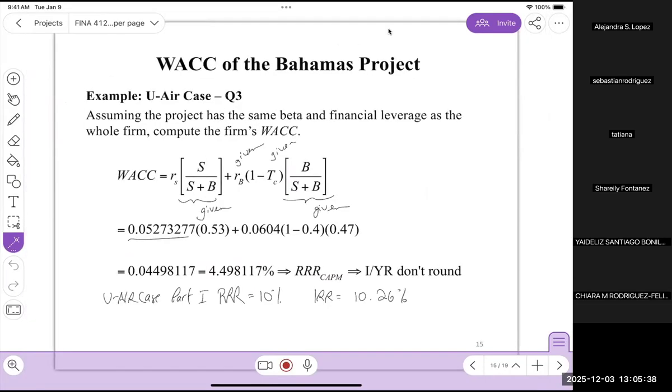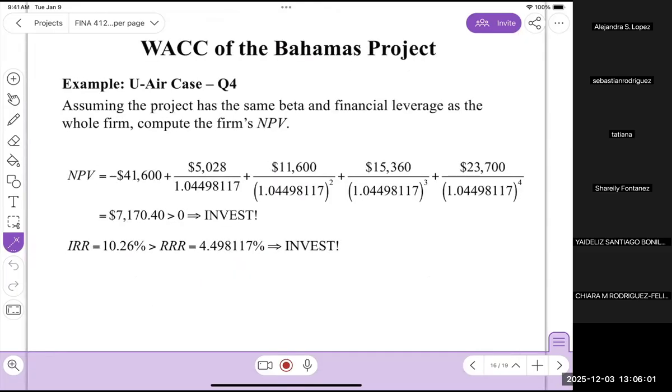Okay, any questions about this? All those details are given in the case. Nope. No comments? All right.